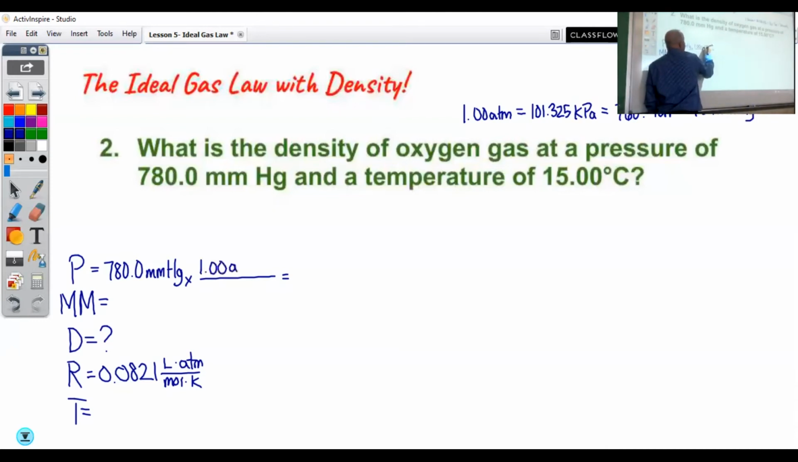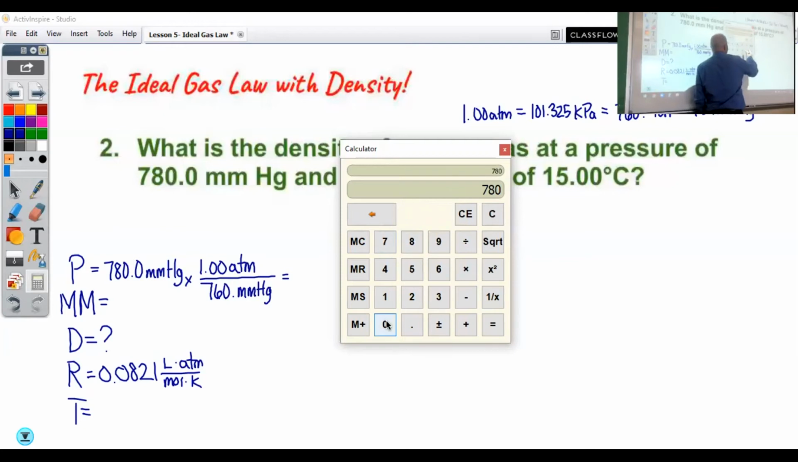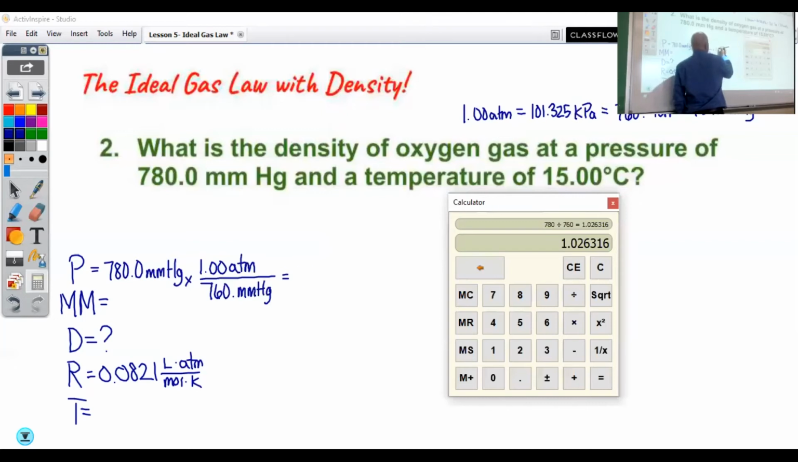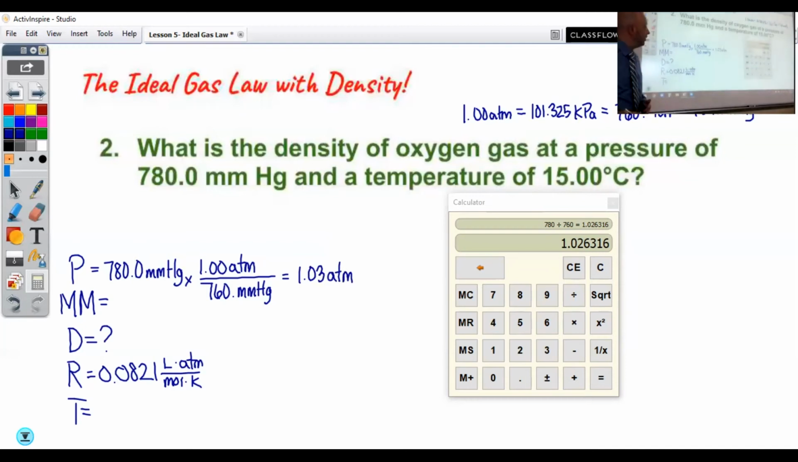So on top, we're going to have 1.00 ATM. And on the bottom, we're going to divide by 760 millimeters of mercury. So 780 divided by 760 turns out to be 1.03 ATM. If we continue reading the problem, it tells us that we have a temperature of 15 degrees Celsius. So once we add 15 to 273.15, we'll get 288.15.